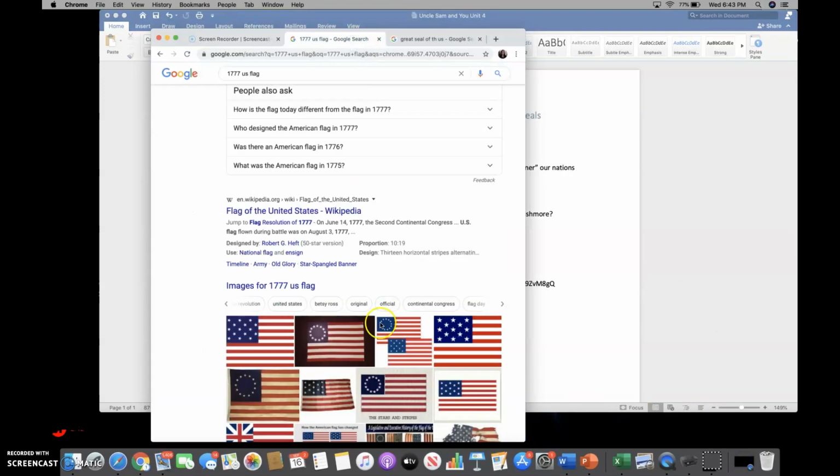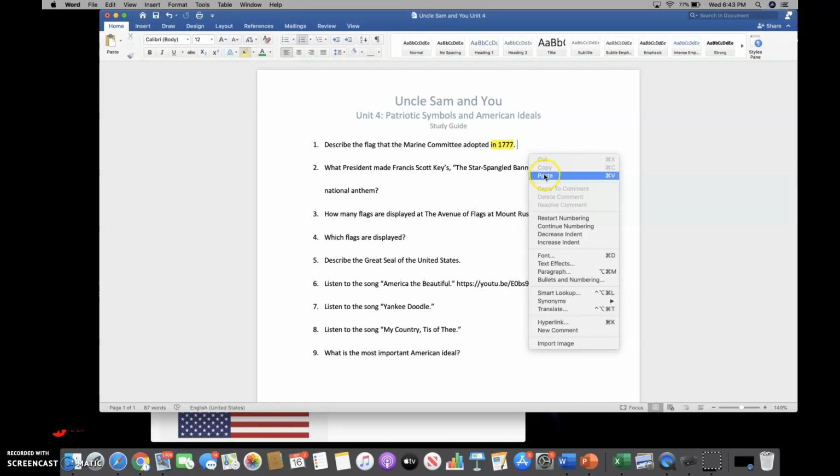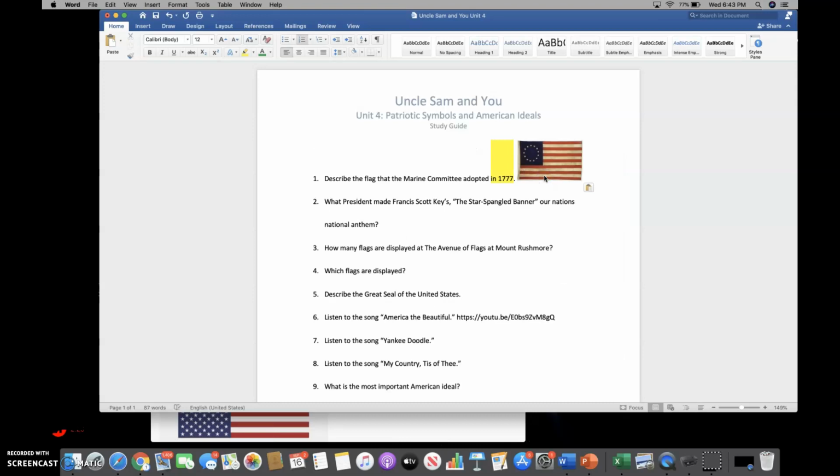But I also want to put in here a little link. Hopefully it will paste for me. Instead of me trying to describe it and you not knowing, there is an image of the flag, because I asked you to describe the flag that the Marine Committee adopted in 1777. It is 13 stars on a background of blue in the upper left corner with 13 red and white stripes alternating. This is the flag that was adopted by the Marine Committee in 1777. It's very important that you remember that year and you know what it looks like.